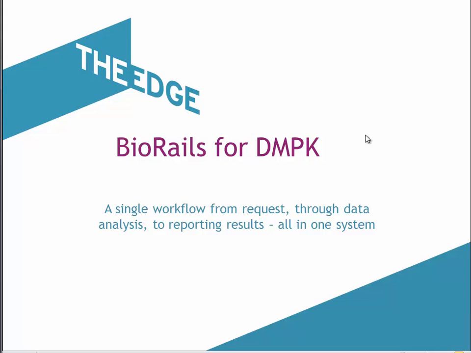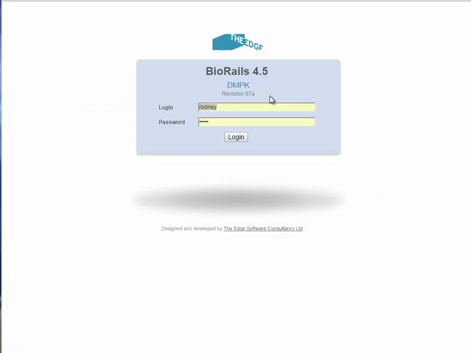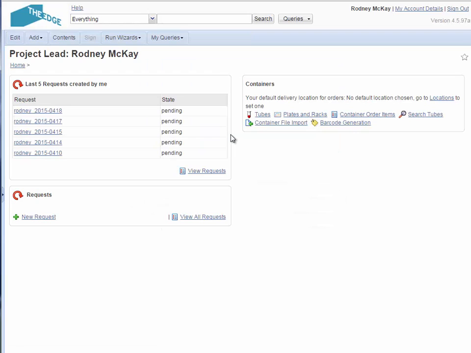BioRails for DMPK, a single workflow from request through data analysis to reporting results all in one system. This is the cytochrome P450 IC50 assay, run in BioRails. Logging in as Rodney McKay, he is the chemist responsible for requesting assays to be carried out against samples. I create a new request from the dashboard.